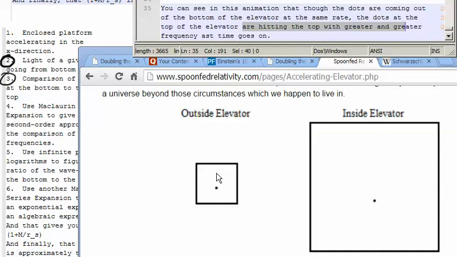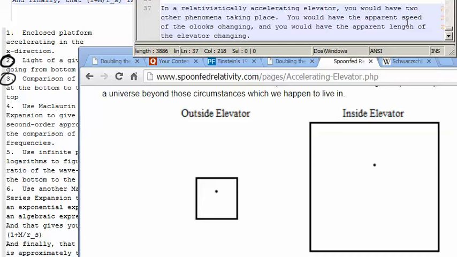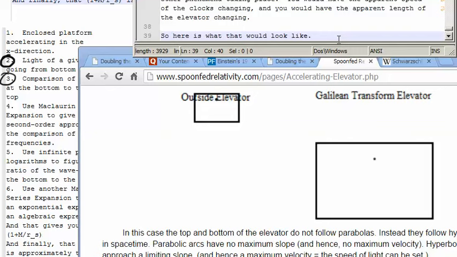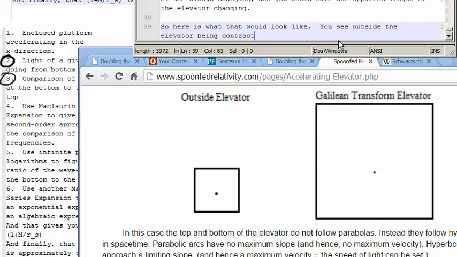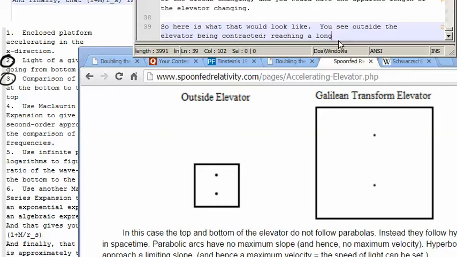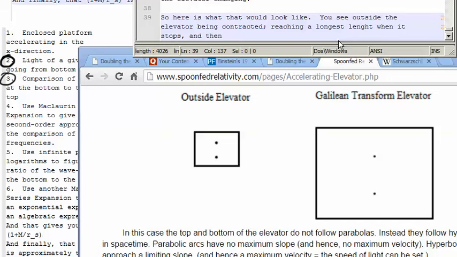In a relativistically accelerating elevator, you would have two other phenomena taking place. You would have the apparent speed of the clocks changing, and you would have the apparent length of the elevator changing. So here is what that would look like. Outside the elevator, you see the elevator being contracted, reaching a longest length when it stops, and then getting shorter again.